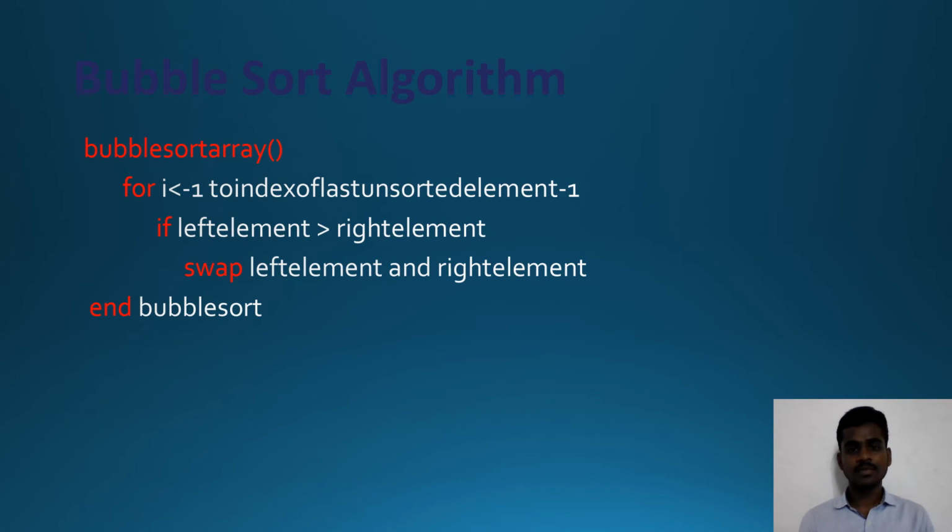Let us discuss the bubble sort algorithm. First we define a function bubbleSort(array). Let's start an iteration for i from 0 to the index of the last unsorted element minus 1. If the left element is greater than the right element, then swap the left element and the right element. After that, end bubble sort.